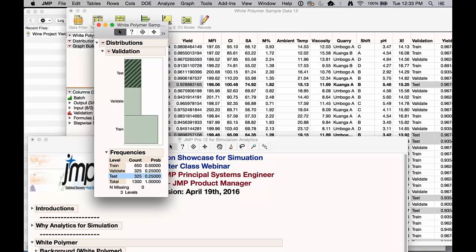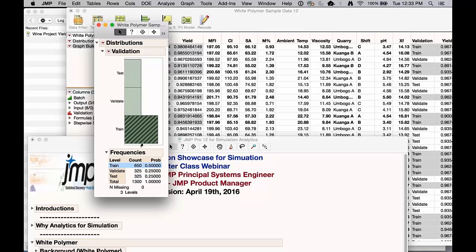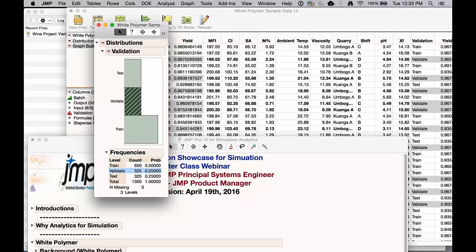this test data. So you see, 25% of our data we withheld for testing, and the rest of it's making the model. 50% is going directly in the model, 25% is helping to tune it.